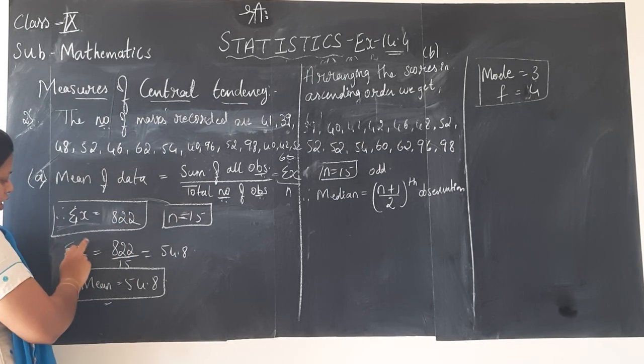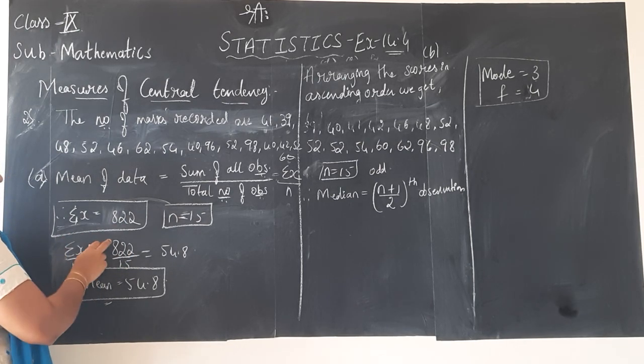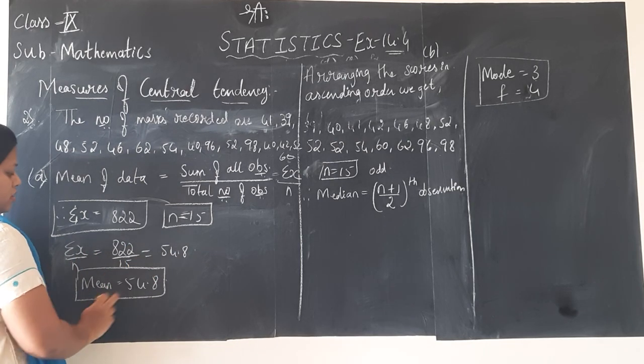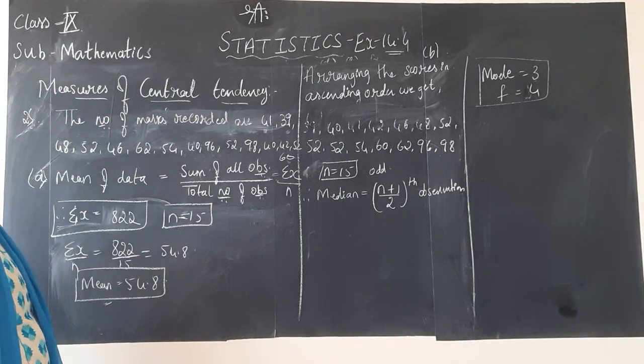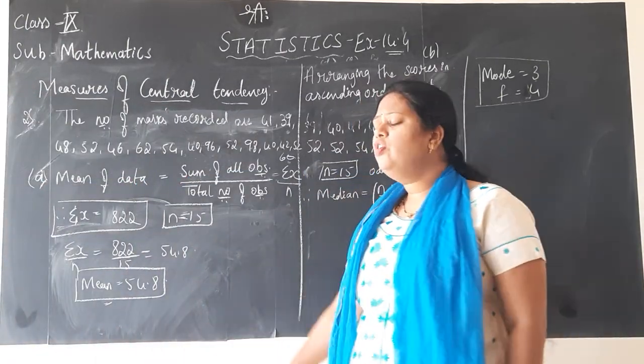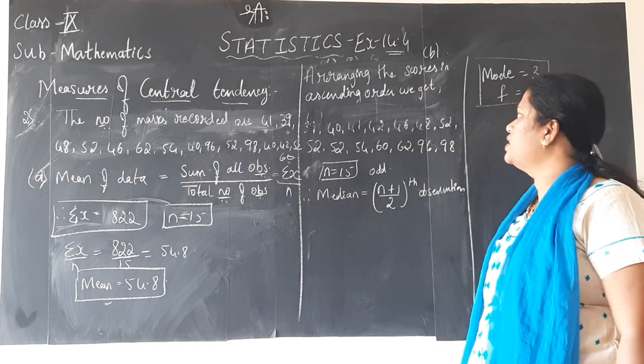Next step, we have to find sigma x by n, that is 822 divided by 15. When we do, it accounts to 54.8, children. You can divide it and check. So the mean is 54.8. It is simply sigma x by n.